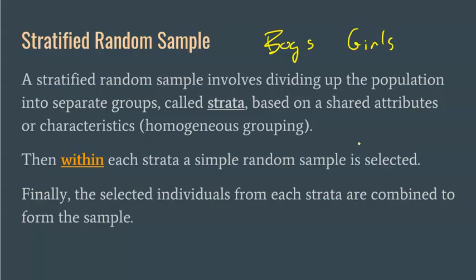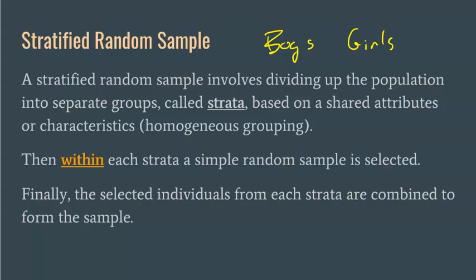And those 10 boys are in your sample. Then you go to the girl group, everybody gets a number, and you randomly pick 10 girls to be in your sample as well. So then the combined groups from both strata, right? The boys that I picked, the girls that I picked, put them together, and that becomes my sample.